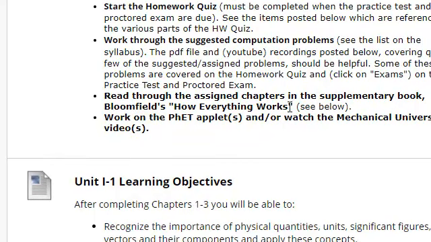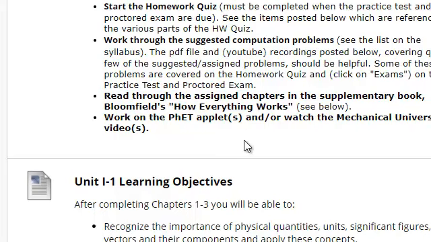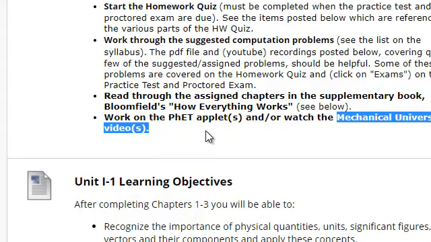Then there's a supplementary book, which is actually very little to do, or some reading. It's just on the side. We actually don't use it in class. That's what I mean to say. I should take this one out. These days we're not doing something for the homework with the PhET, which stands for Physics Educational Technology Applets. They're very instructive, but they're actually not on the homework. But what is on the homework are the Mechanical Universe videos that you would have to watch.